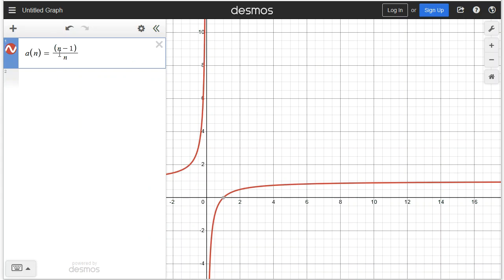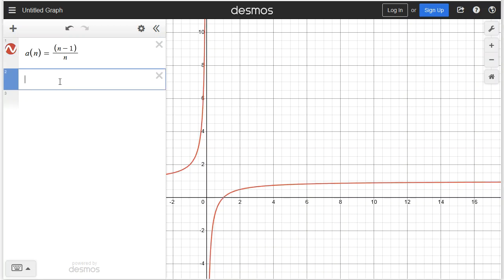So here on Desmos, I've put in, using n as the input, a of n as the output. So this isn't a times n. This is like function notation. Input n and output n minus 1 over n. And you can see it's giving me all values of n, which I don't want. I don't want n to be fractional or decimal. I want it to be only positive whole numbers in this situation.